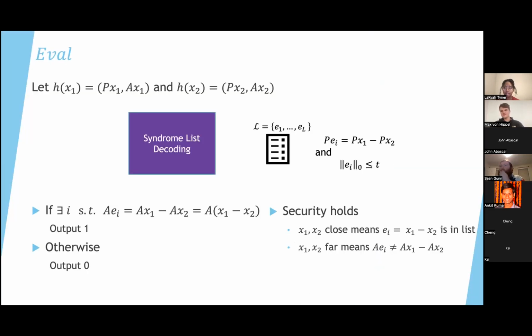So just to clarify, the purpose of finding such errors is to eliminate them, right? We don't want such errors. So we're trying to determine if the distance between X1 and X2 is less than this threshold T. So if we can recover an error vector whose Hamming weight is less than T, such that this relationship holds, then we can safely conclude that the distance between X1 and X2 is less than, or less than or equal to, T. Okay.